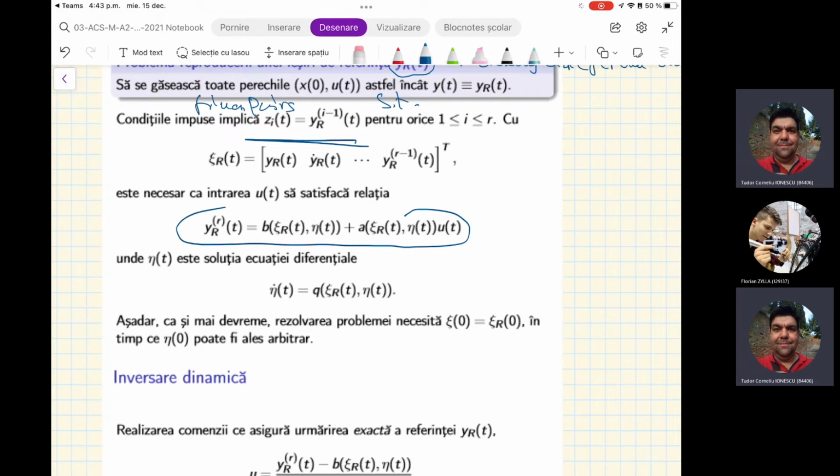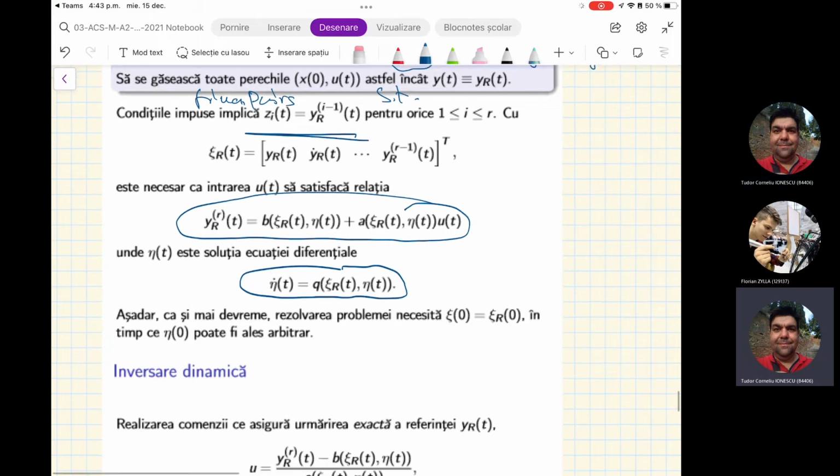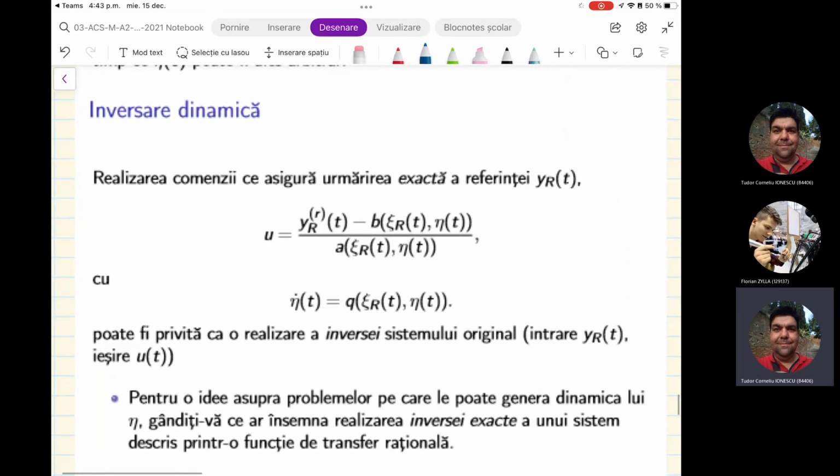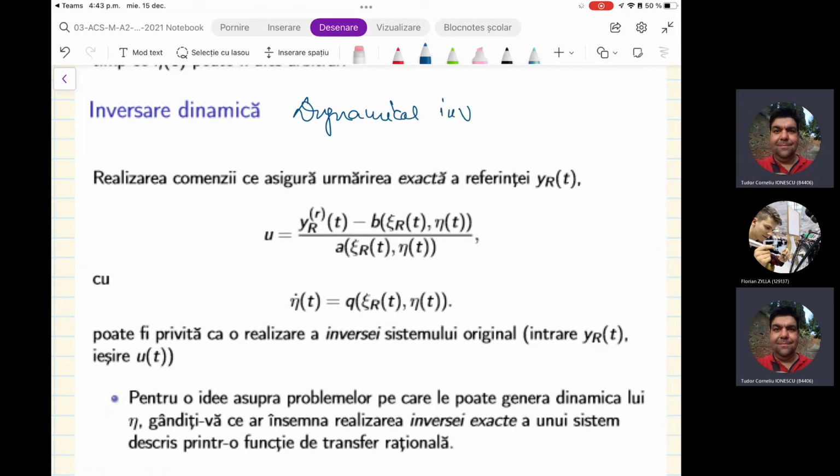So this is the input you have to take on the system to do this, and this is the zero dynamics. The zero dynamics, okay? The zero dynamics has a special form such that that particular output, reference output, is followed. You can also do dynamical inversion.